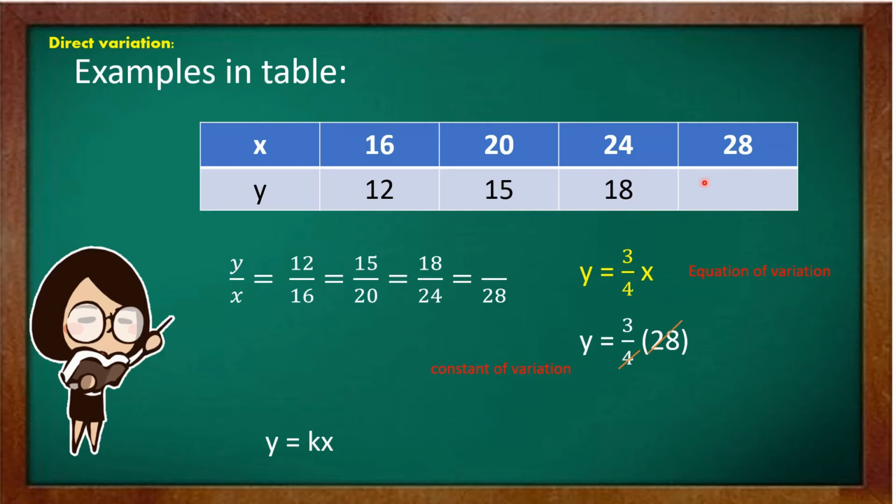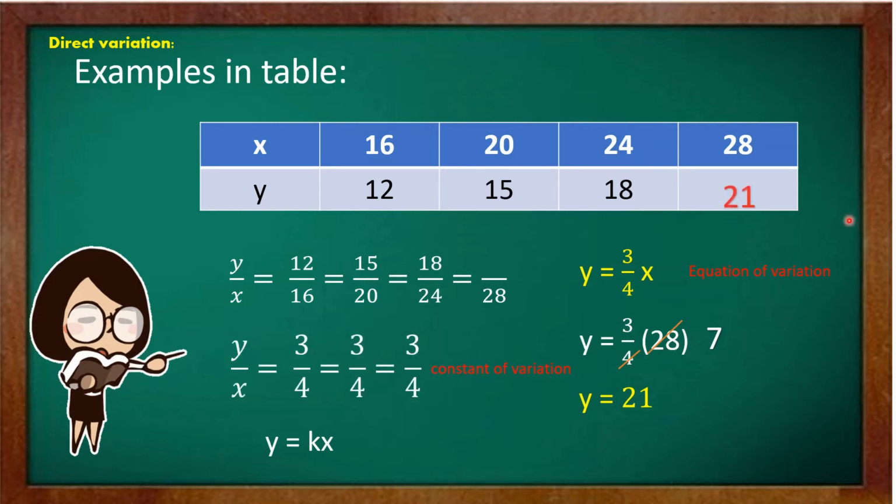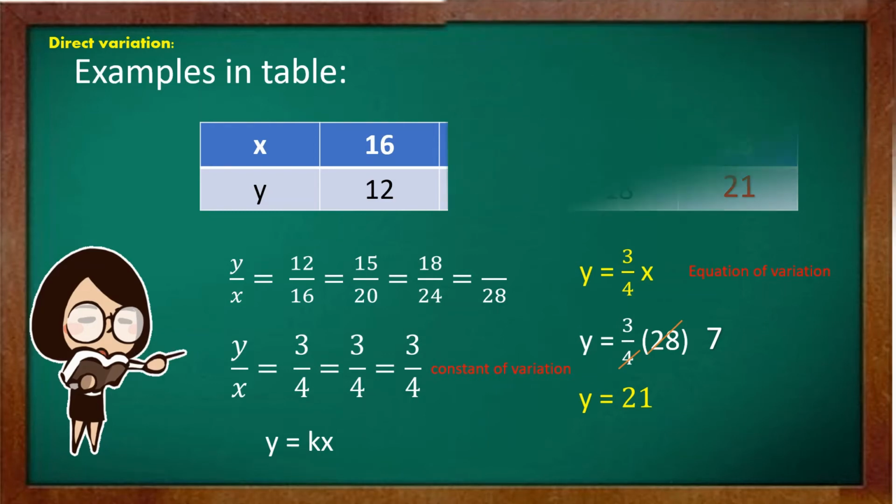To get the missing part here, we have y is equal to 3/4. Your x is 28. So multiply, or you can cancel 4 and 28. 28 divided by 4 is 7. Then 3 times 7 is 21. So our last or missing number here is 21.